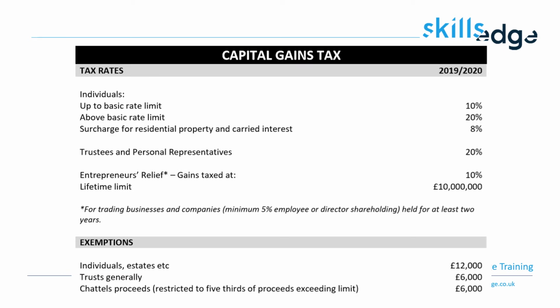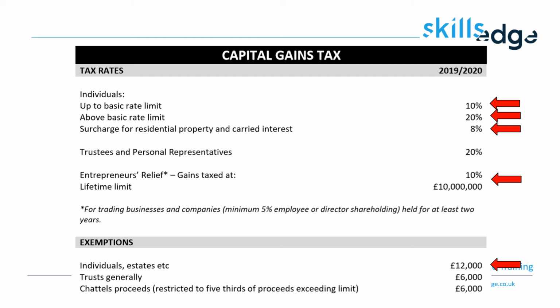Chapter 3 in your CII study text is all about capital gains tax, and yet again there's a lot of information on the tax tables. The individual's rates of 10 and 20% are listed, and even the surcharge of 8% is detailed, and this is a charge that's on top of the individual rate when you're selling a residential house that's not your main residence. You have details of the entrepreneur's relief, which has a rate of 10% and a lifetime limit of 10 million. And at the bottom of the page, you'll see the exemptions listed.